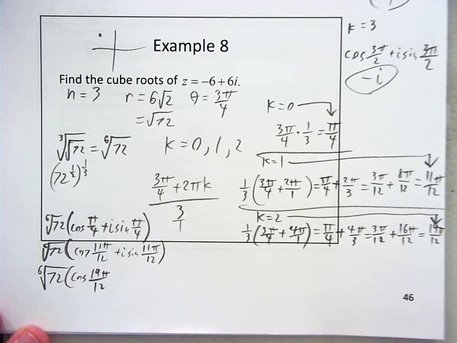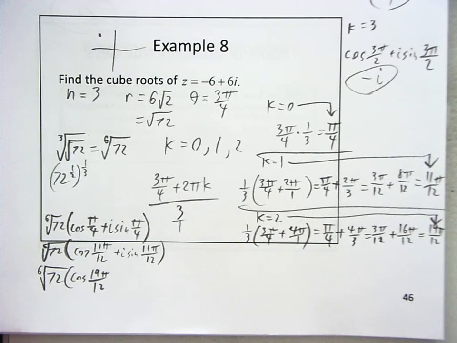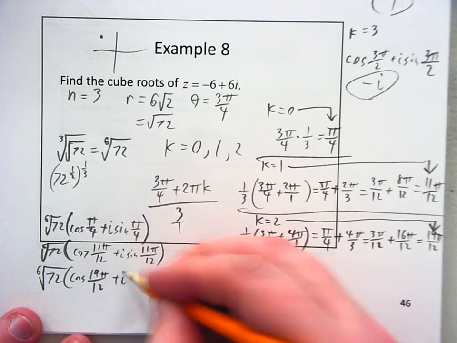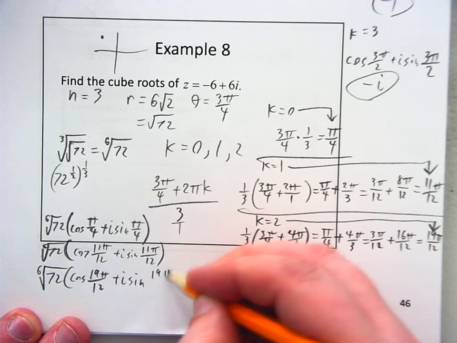Would you have to simplify the cosine pi over 4 since you know that one? Arguably you could. You could rewrite that as the square root of 2 over 2 plus I square root of 2 over 2. Square root of 2 is not really going to multiply times the 6th root of 72 very well. So I probably wouldn't bother. Okay. Plus I sine 19 pi over 12.